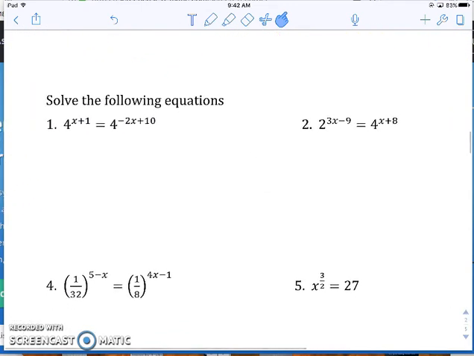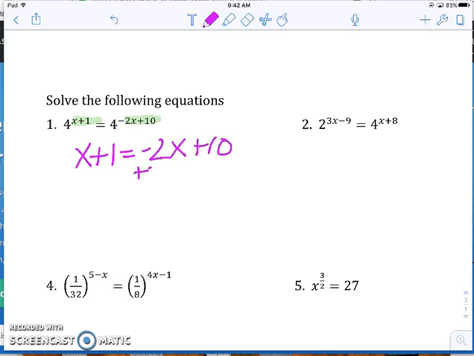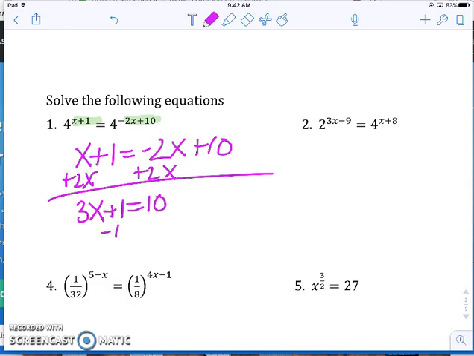Then we have some solving ones. Well, this is nice. Our bases are the same. Exponents have to be equal, so x plus 1 equals negative 2x plus 10 plus 2x, so 3x plus 1 equals 10 minus 1, so 3x equals 9, so x would be 3.